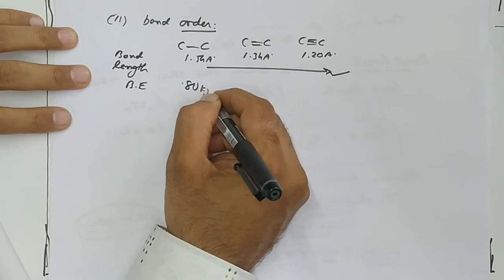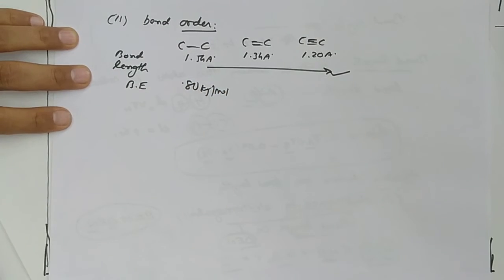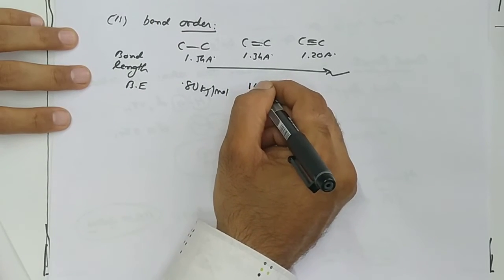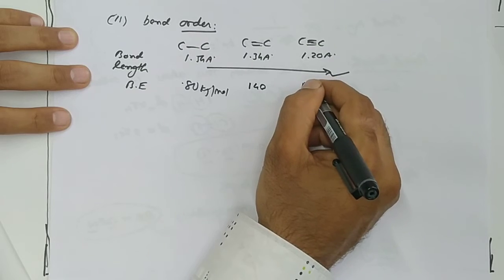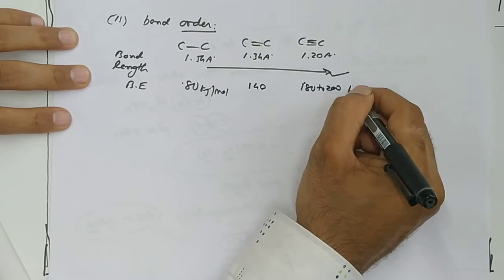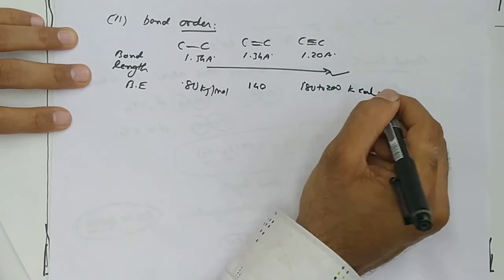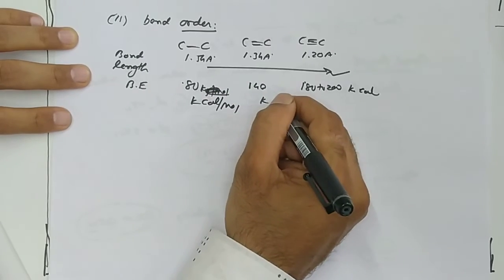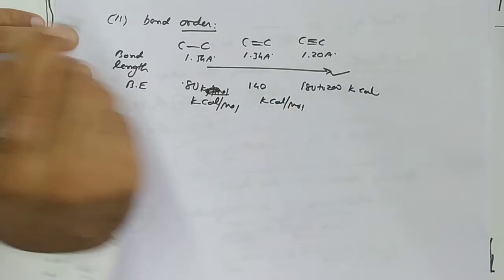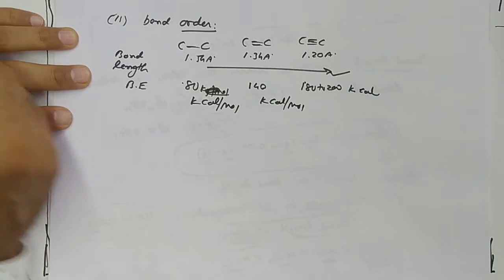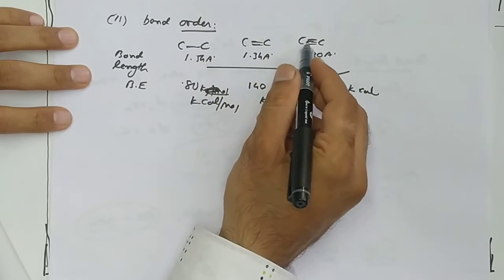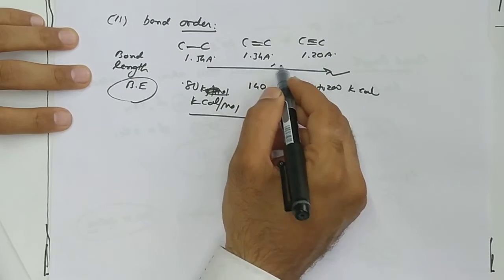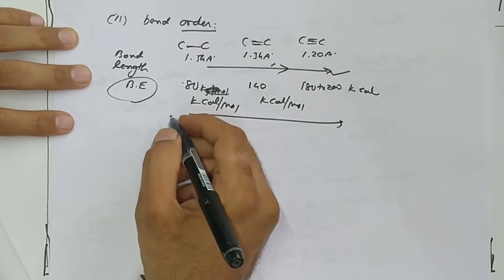For breaking 1 mole of carbon single bond, heat of 80 kilojoule is needed. For double bond it is 140. For triple bond 180 to 200 kilocalorie per mole of heat is needed. So with increasing number of bonds, bond energy increases, but bond length decreases.